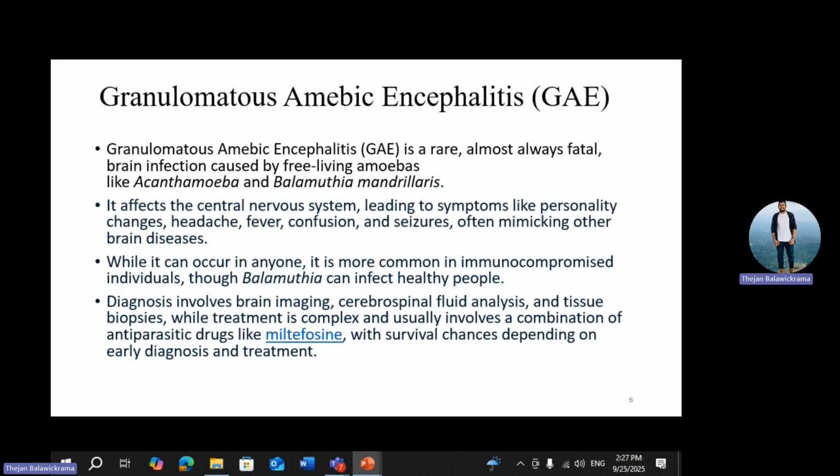Basically, it's also serious. It's going to be a brain infection. You know that when it comes to a brain infection, that is going to be a big problem. And it's caused by free living amoeba, right? I have given two examples of two different amoebas.